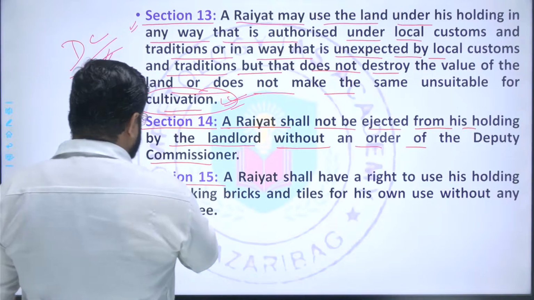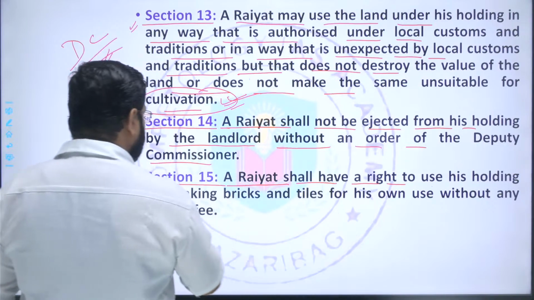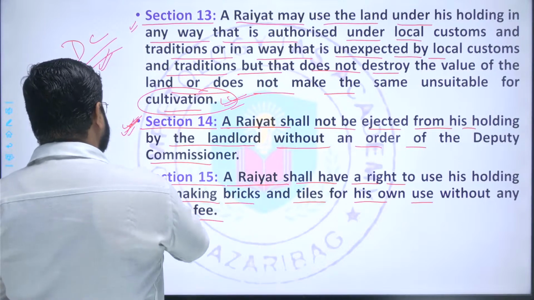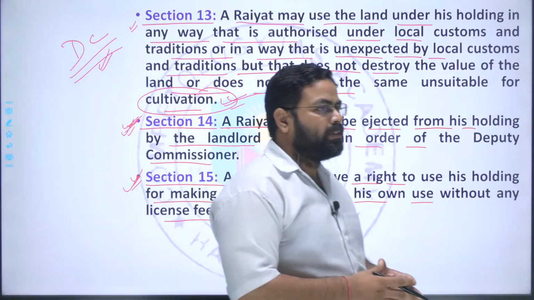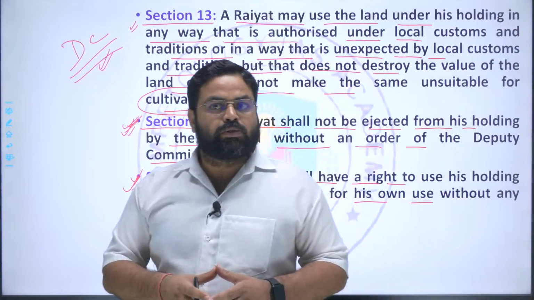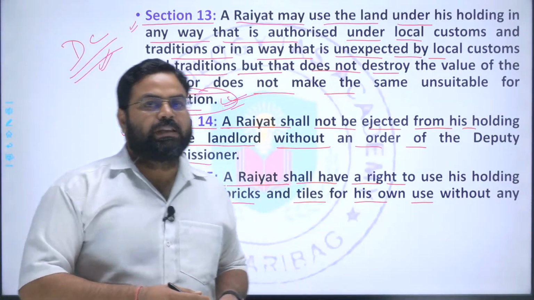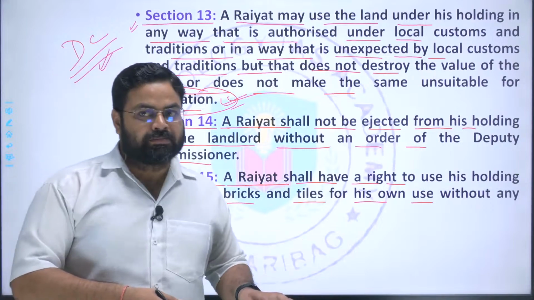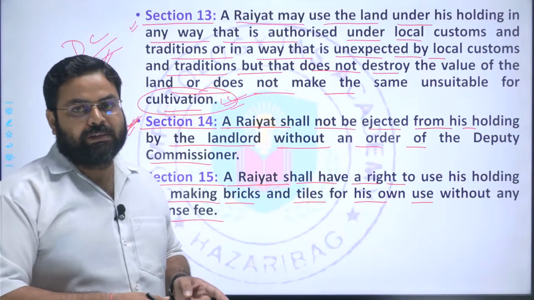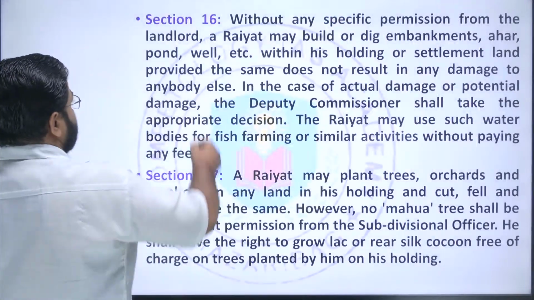Next is section 15. Here section 15 says that a rayyat shall have a right to use his holding for making bricks, tiles for his own use without any license fee. So even nowadays you will find some of the people go on to make the brick for their own use in their own land. So they are allowed to do that without taking any commercial license or without taking any permission from the authorities. But they cannot use that brick or tile for commercial purpose. They cannot sell it, but they can use it for their own construction purpose, right?